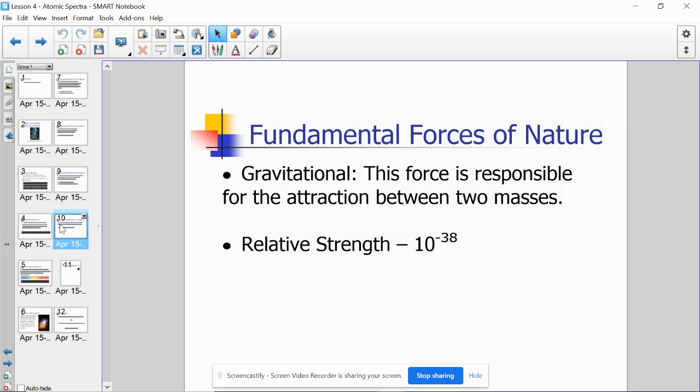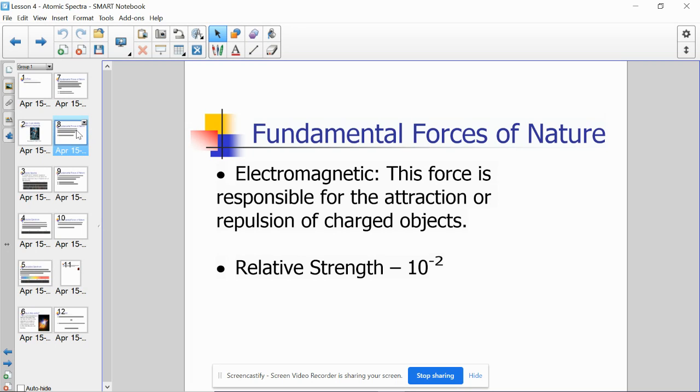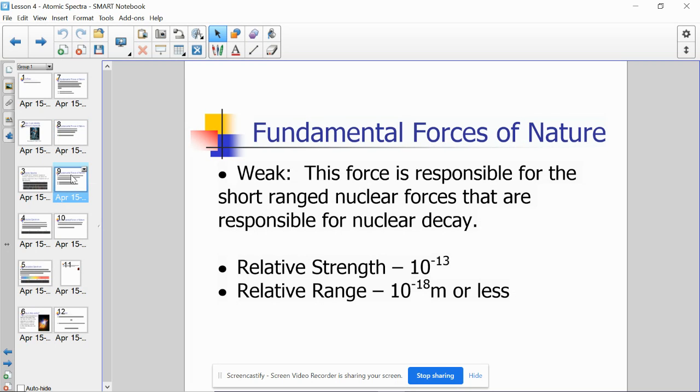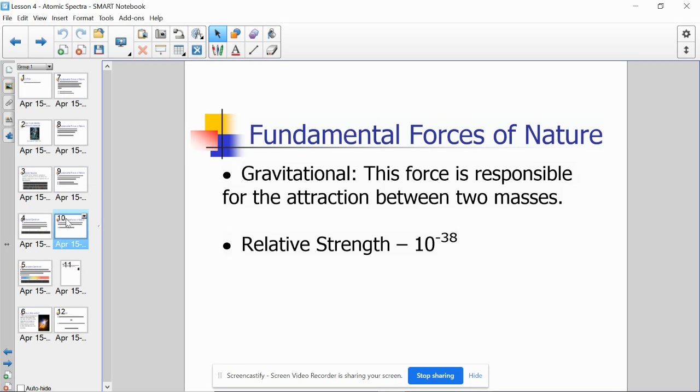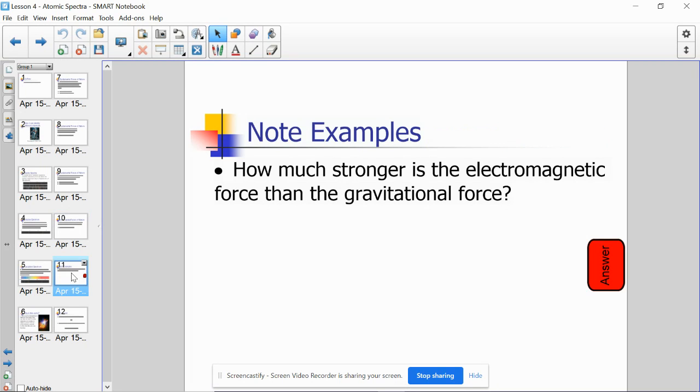So both of them will work over long, expansive distances, but the relative strength here is 10 to the negative 38. I don't even know what that number even is with 38 zeros at the end of it. So if you compare it to the electromagnetic, which is 10 to the minus 2, basically 100 times weaker than the strong force, or you get something 10 to the minus 13, which is still a lot weaker than the strong force. This is 10 to the negative 38. There's a huge gap in strength between the other three forces and gravitational force.